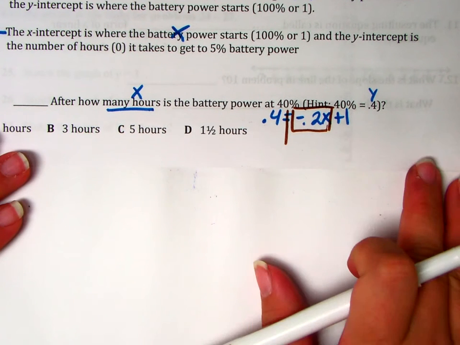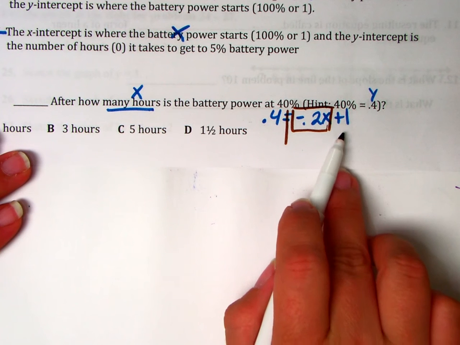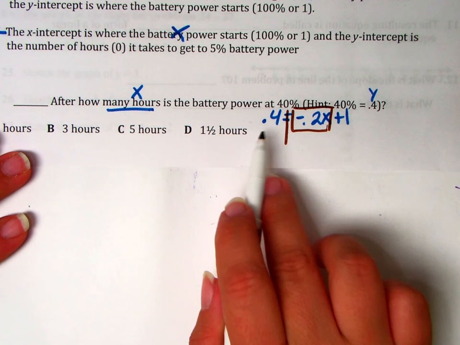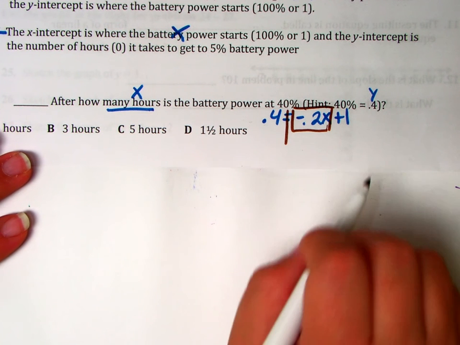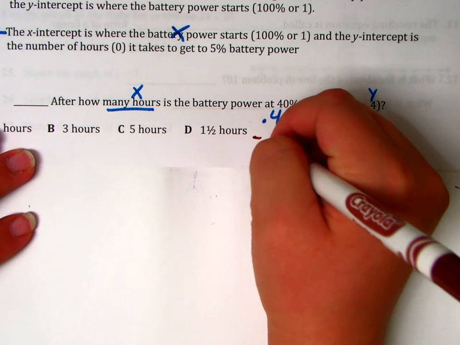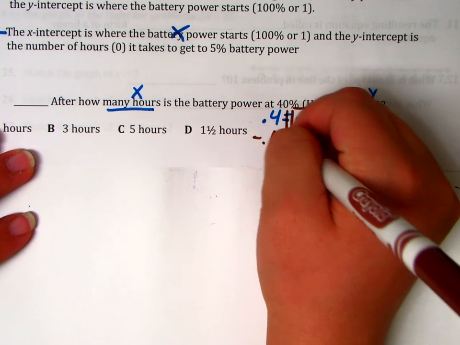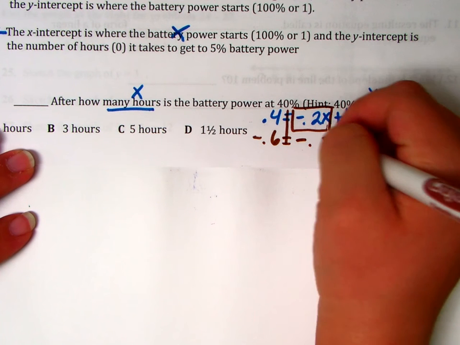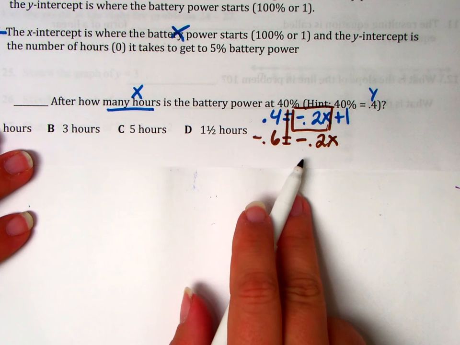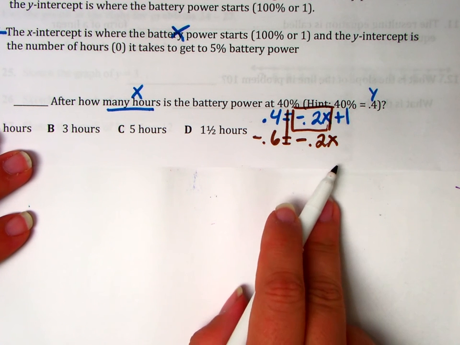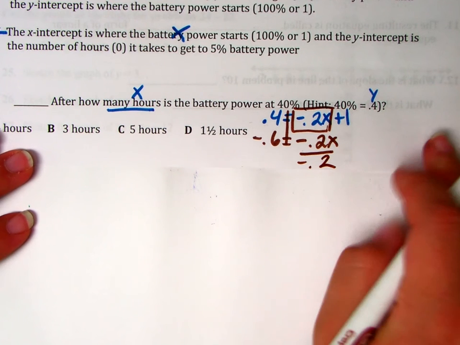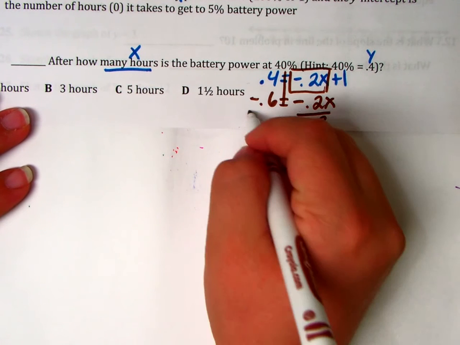Now I need to get rid of this positive 1. Subtract 1 on both sides. If I do that, then I'm going to get negative 0.6 is equal to negative 0.2x. Now I know the negative 0.2 and the x are both multiplying. So easiest way to get rid of it is to divide by negative 0.2 on both sides.